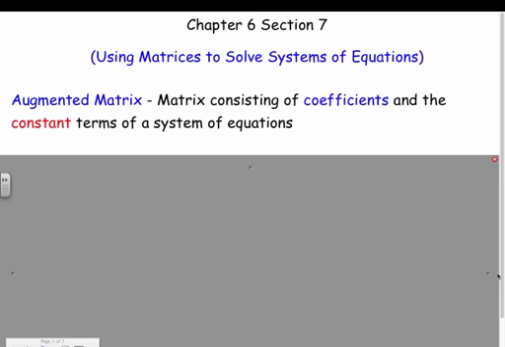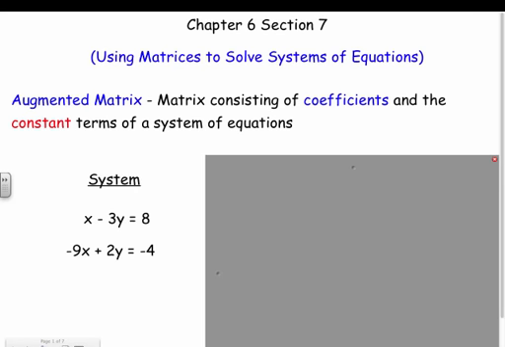So what happens, it's a matrix consisting of the coefficients, so the numbers in front of our variables, and the constant terms of the system. So just the numbers on the other side of the equal. So for example, here's a system. Two equations with two variables, x minus 3y equals 8 and negative 9x plus 2y equals negative 4.